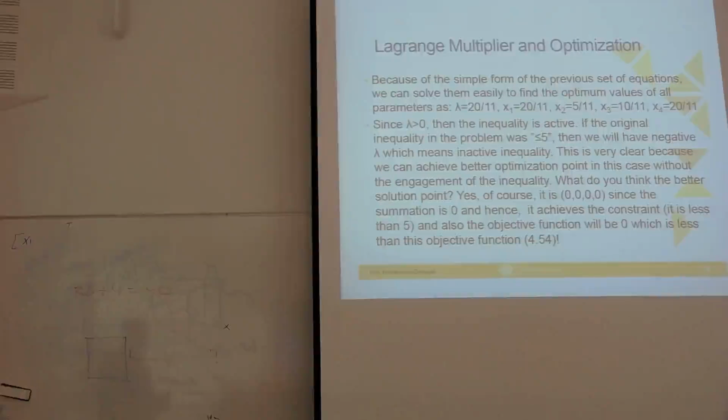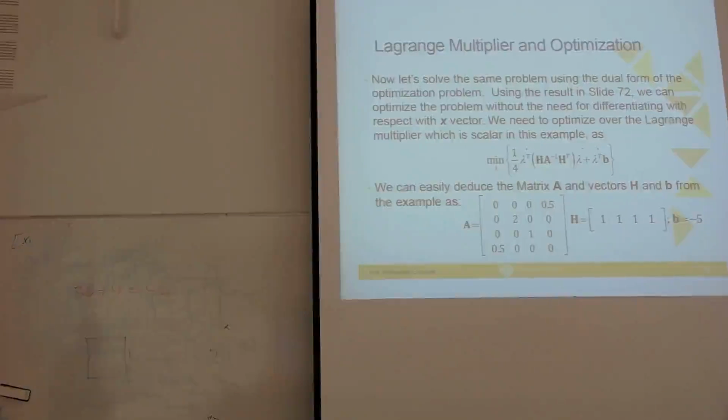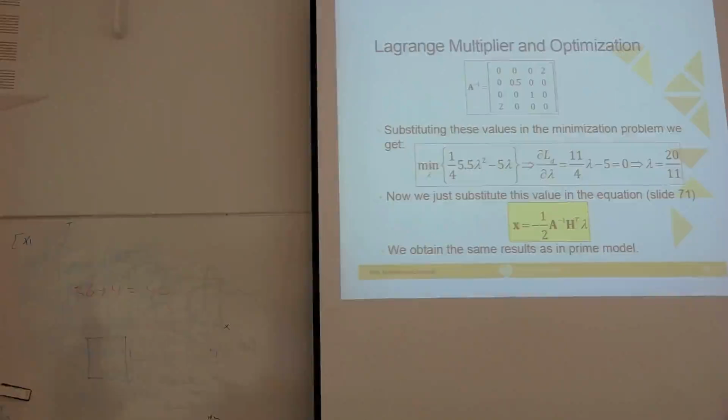Okay. Now, if we just apply the dual form, where we minimize with respect to lambda, we already have A, we can derive A from the equations, and we have only a single inequality constraint, so we have a single element lambda. If we substitute this in this equation, what we obtain is only that function: minimize with respect to lambda, 1/4 times 5.5 lambda squared minus 5 lambda. So we need to take the derivative with only one parameter instead of 5 parameters.